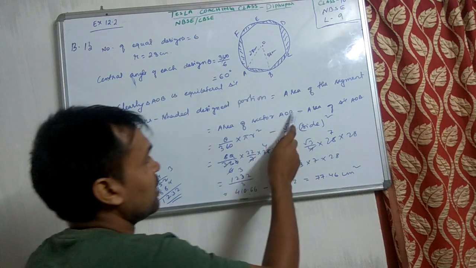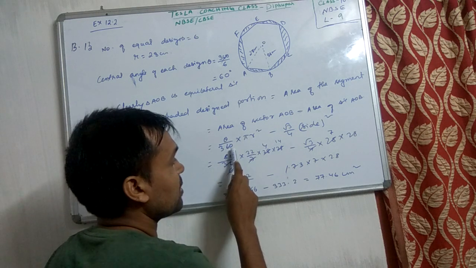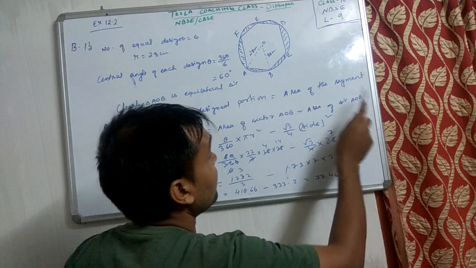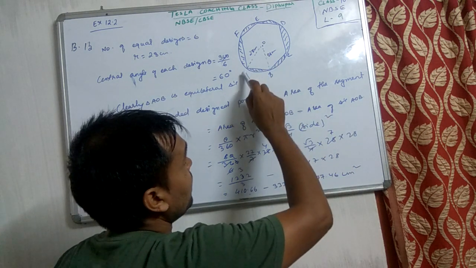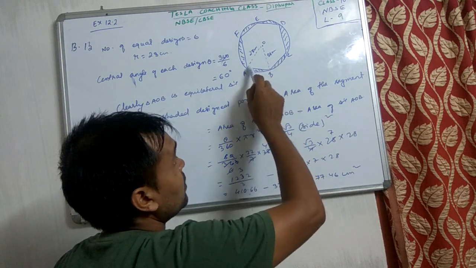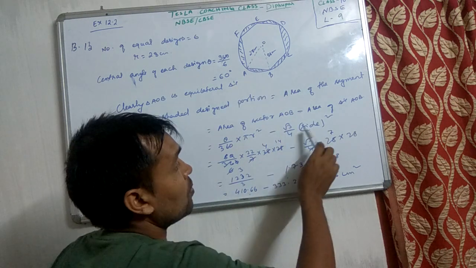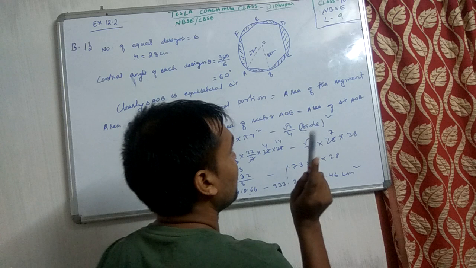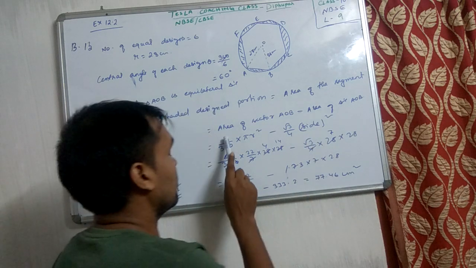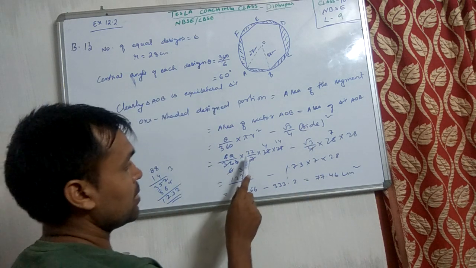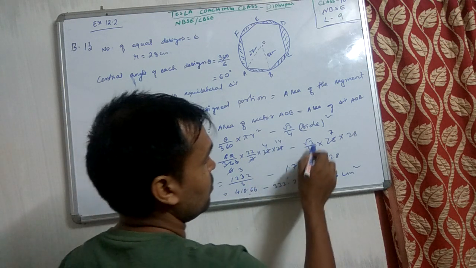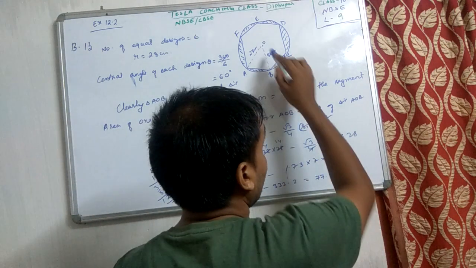So the area of sector AOB formula is theta by 360 into pi r square, minus the area of triangle AOB. This is an equilateral triangle. What is the area formula? Root 3 by 4 side square. So theta is 60 degrees: 60 by 360 into 22 by 7, into 28, 28 radius, minus root 3 by 4. What is the side of the equilateral triangle?